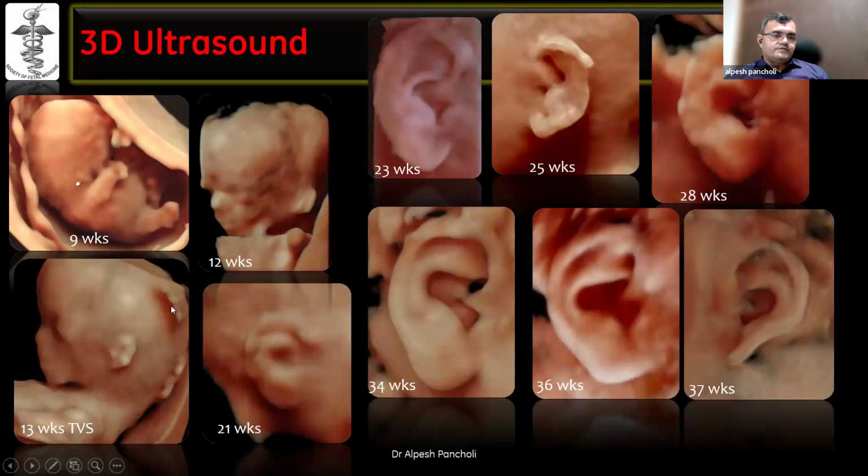But during the first trimester, we should not comment. They are relatively on the lower side. So to confidently say low set ears, you should comment after 15 weeks. As the gestation advances, the features and the morphology become very clear.